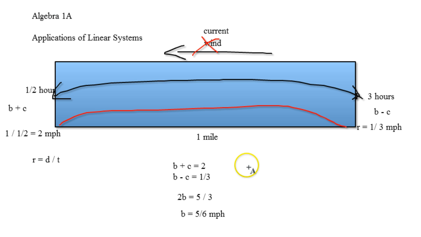To find the actual speed of the current, and this is a pretty strong current, you go 5/6 plus C equals 2. And C is going to be equal to 1 and 1/6 miles per hour. That's how you do the boat and the wind with the plane type of problems. That's how you do an actual application of linear systems.